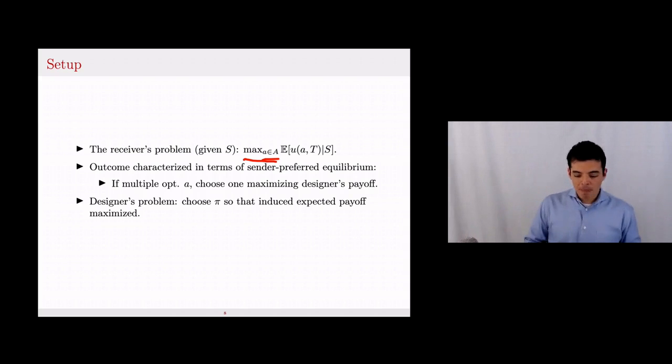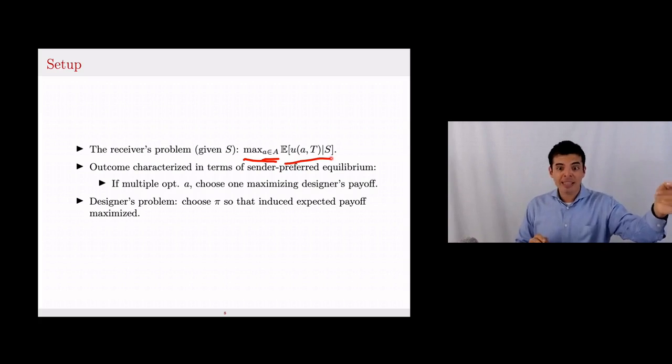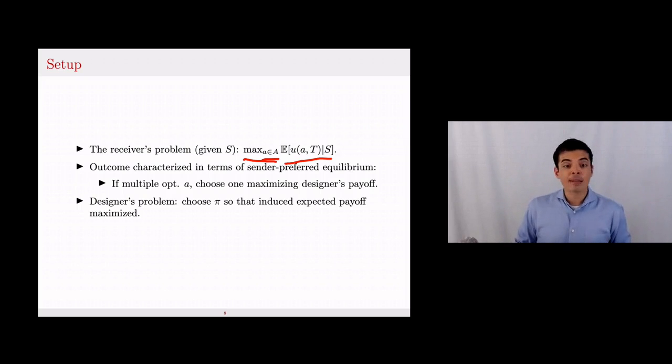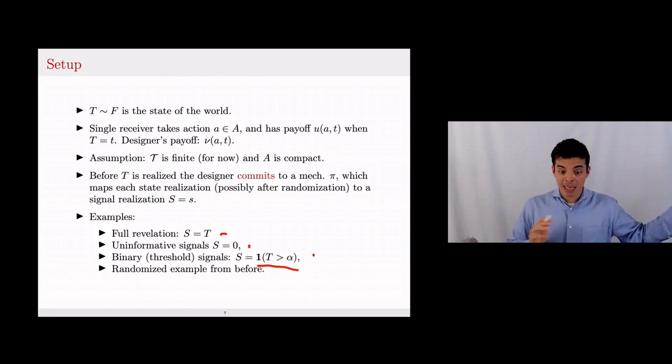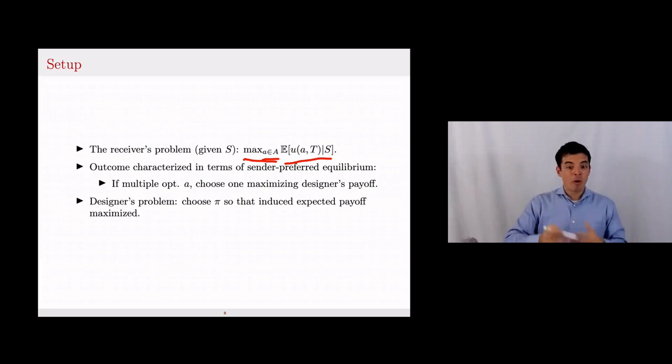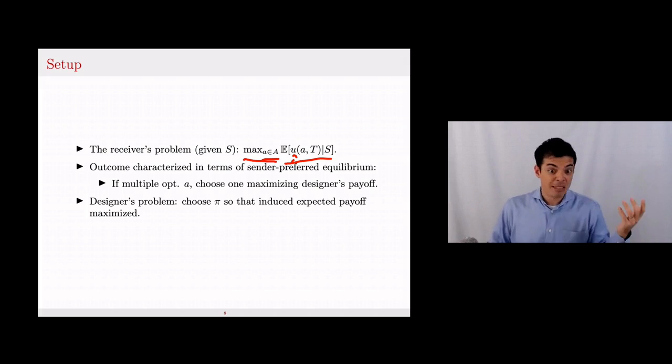What is the designer's problem? Well, when I choose my mechanism, I am basically committing to different possible signals. And these signals at the end of the day influence the action that the receiver takes and therefore the payoff of the designer. Designer chooses the mechanism pi in the first place so that the induced expected payoff is maximized. That's also what we saw in the initial example. We talked about the designer using the full revelation mechanism, uninformative mechanism, or a randomized mechanism, and we saw that by appropriately choosing the mechanism through appropriate randomization, she can guarantee a higher payoff. So more broadly, for any given payoff structure for the receiver as well as the designer, how can the designer choose her mechanism so that the induced expected payoff is maximized? That is the designer's decision problem.